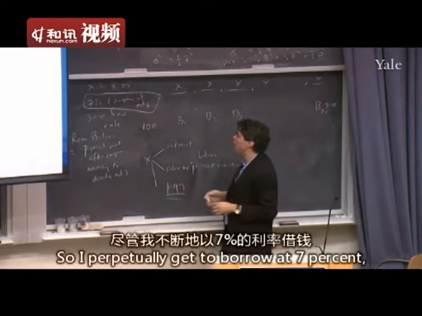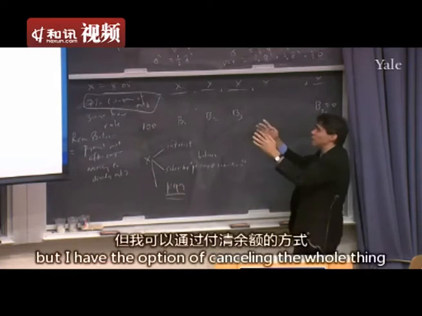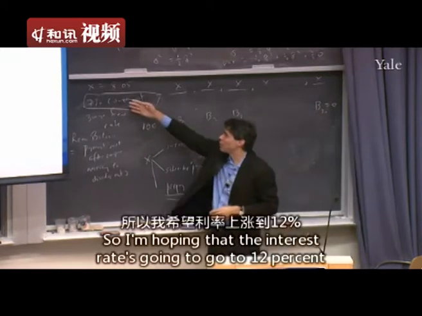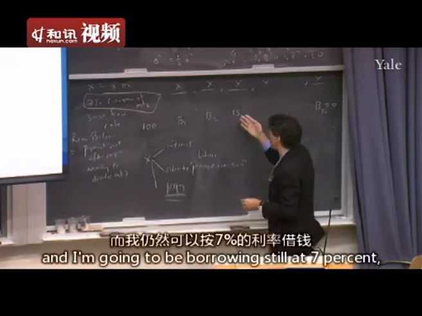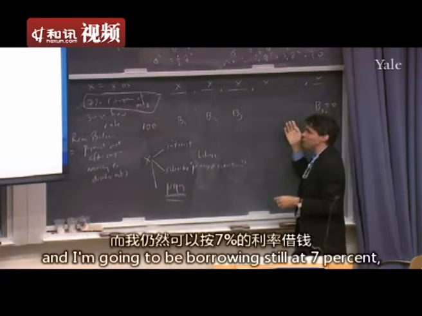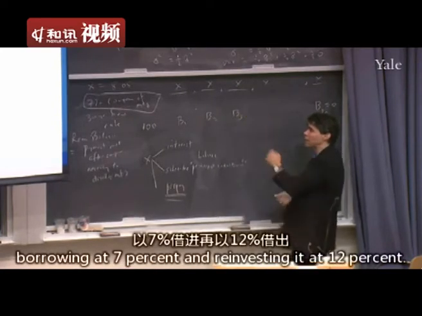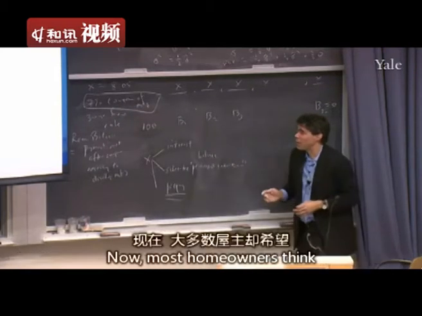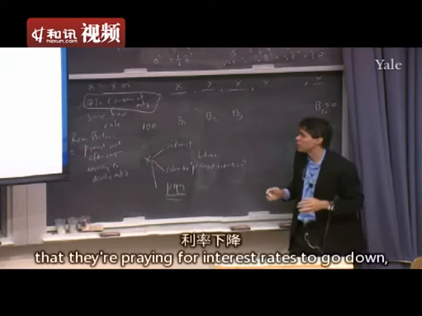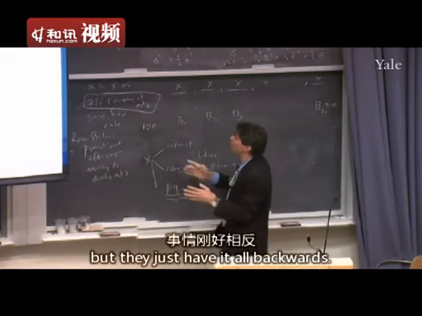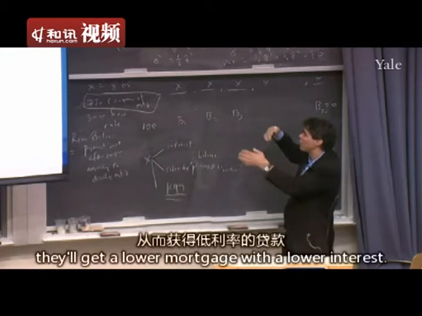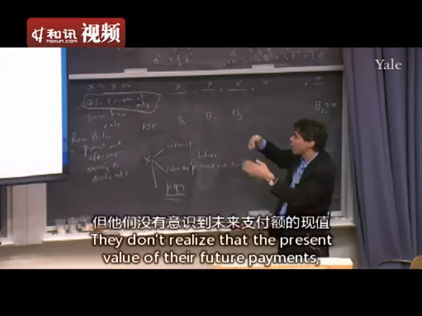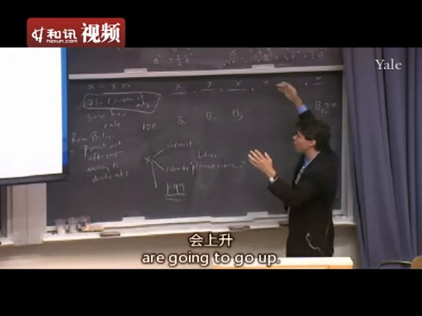So I perpetually get to borrow at 7%, but I have the option of canceling the whole thing by paying off the remaining balance. So I'm hoping that the interest rate's going to go to 12%, and I'm going to be borrowing still at 7%. Borrowing at 7% and reinvesting it at 12%, I'll make a killing. I'm praying for interest rates to go up. Now, most homeowners think that they're praying for interest rates to go down, but they just have it all backwards. They think if interest rates go down, they'll get a lower mortgage with a lower interest. They don't realize that the present value of their future payments is going to go up.